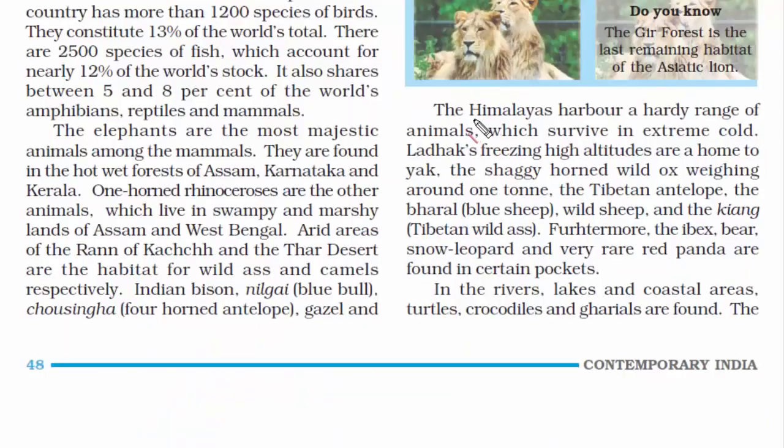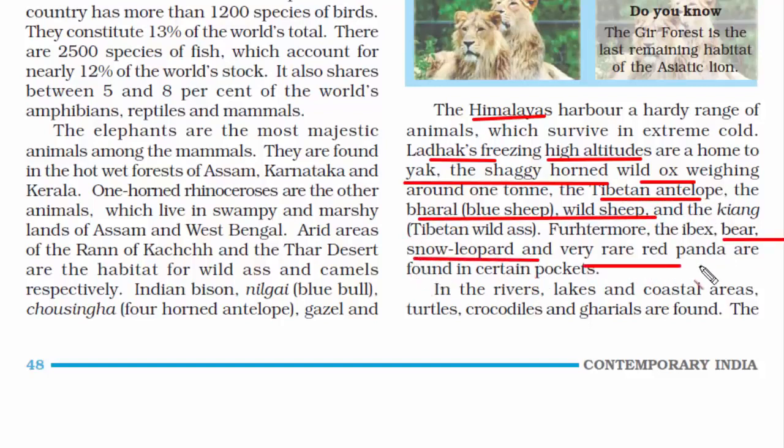In the cold region of the Himalaya and Ladakh, which are at very high altitudes, there you will find yak, then shaggy horned wild ox. You'll have Tibetan antelope, then blue sheep, wild sheep, all these sorts of thick skin animals. You have bear, snow leopard, then the rare red panda. So again, just have a glance at them. You don't have to remember every single thing.